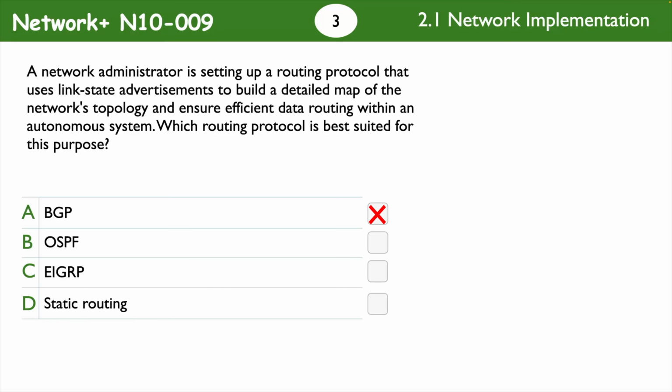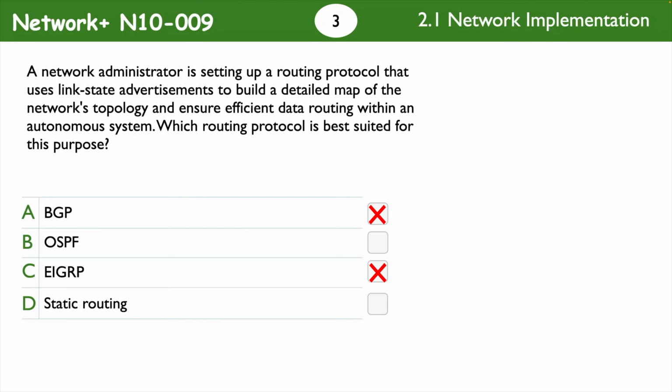We can then rule out C, EIGRP, and that stands for Enhanced Interior Gateway Routing Protocol. It's a hybrid protocol that combines aspects of distance vector and link state methods, but it does not use a full topology map, but instead relies on metrics like bandwidth and delay for routing decisions. So we're going to rule that one out.